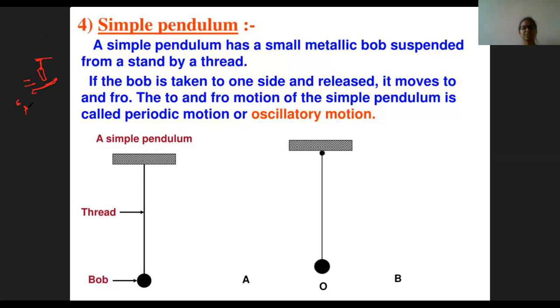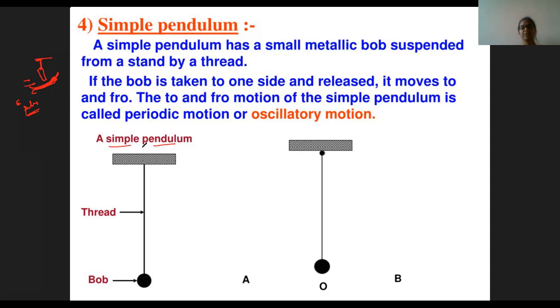He checked his pulse. Okay, in your hand you check your pulse, no? Like that, he just held his hand and checked the pulse. When he checked the pulse, the time period was equal, the pulse was also beating equally. So from that he got an idea, and based on some experiments, he invented the simple pendulum. Okay, the simple pendulum is also one of the devices.